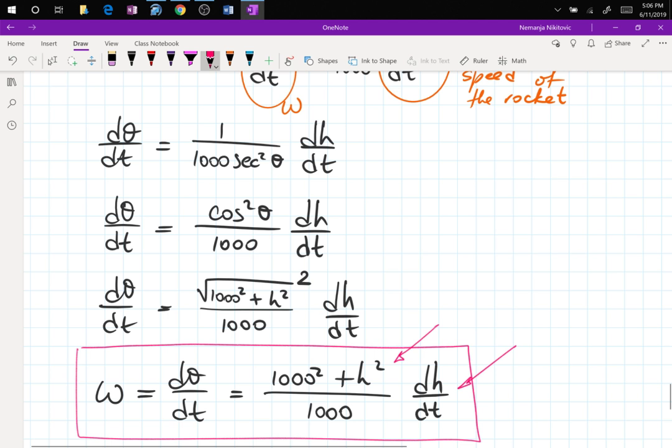This is quite a stupid question, but why did you replace the cosine with the hypotenuse? Why did you say the square root of 1000 squared plus h squared? Oh, wait, it was supposed to be adjacent over hypotenuse. Yes, adjacent over hypotenuse. I'll fix that.